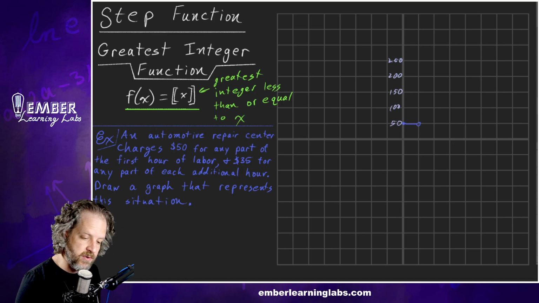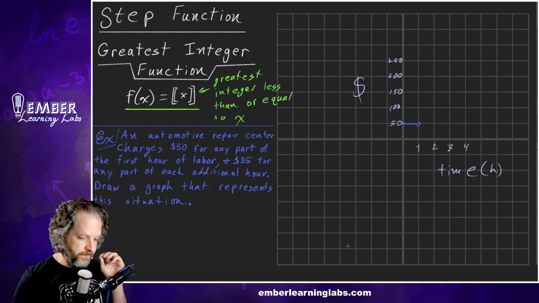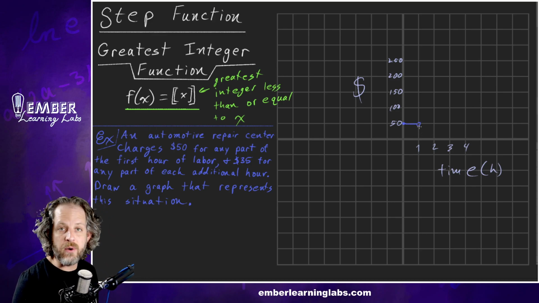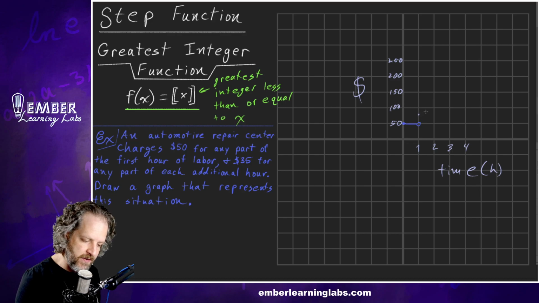Now I should label since those are changed. This is 1, this is 2, 3, 4, etc. This is cost, and this is time in hours, right? After that, we only go up 35. So this would be 85. Between 1 hour and 2 hours, we get charged $85.